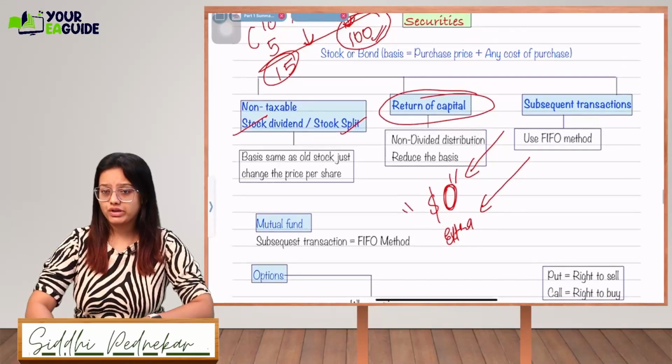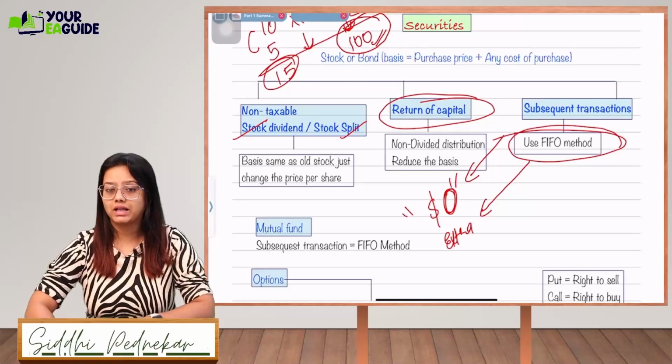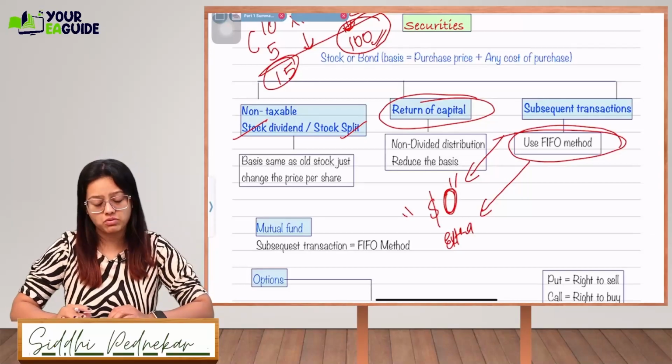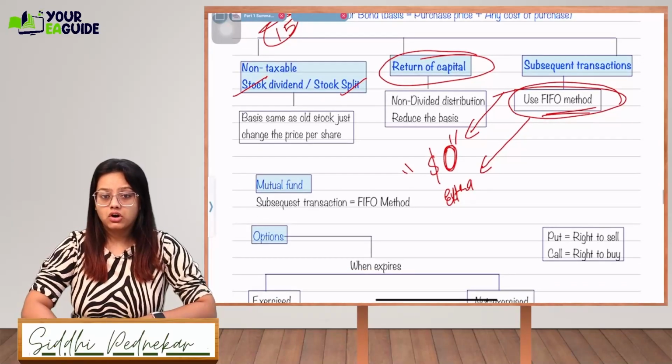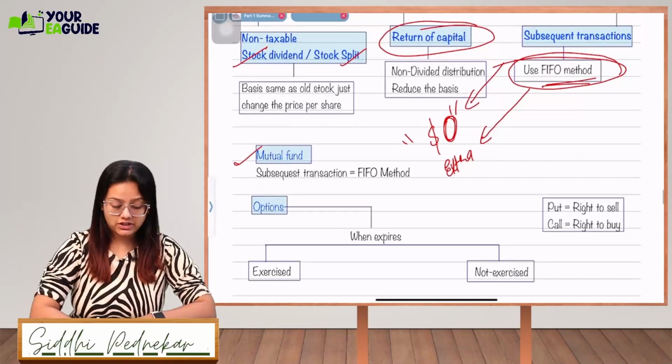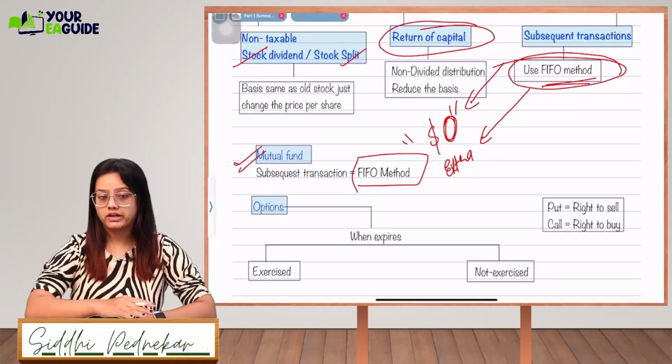Okay, for subsequent transactions, for every transaction you are going to calculate using the FIFO method. There is no LIFO, and no average method is used. For securities transactions, only the FIFO method is used. Mutual funds, all the subsequent transactions will be considered on the FIFO method. The mutual funds concept we have already done very well in the class.